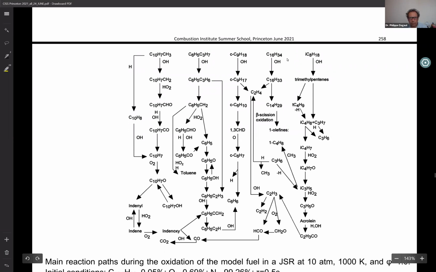So, for example, for hexadecane here, its oxidation by OH gives this first radical that can decompose and produce ethylene. And in the same way, you can also have decomposition of the propyl cyclohexane to produce ethylene. So there are obviously lots of common products which are formed during the oxidation of these different species. And the 2 cyclic species, for example, are producing benzene and phenyl radicals here.